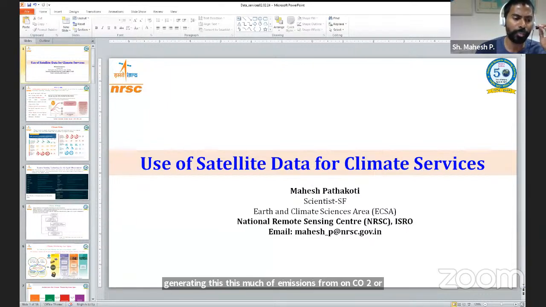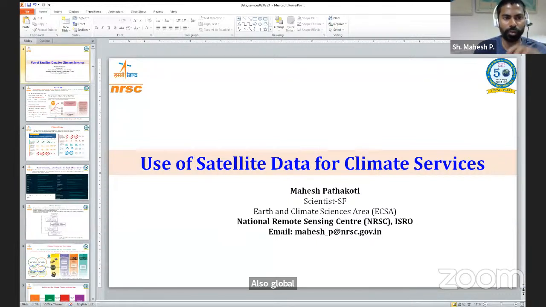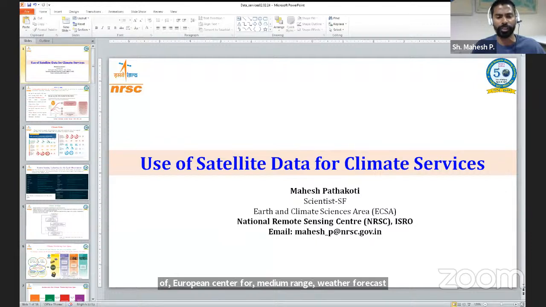This bottom-up inventory also goes into the IPCC report when the projections are given in the report. Also global analysis, forecast and reanalysis data. So today we have the best ECMWF data. One of the high resolution datasets is available from the ECMWF, the European Centre for Medium-Range Weather Forecasts, which gives hourly data too, which will be useful for these services.